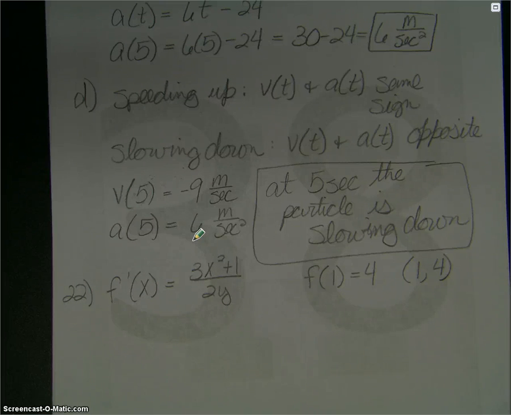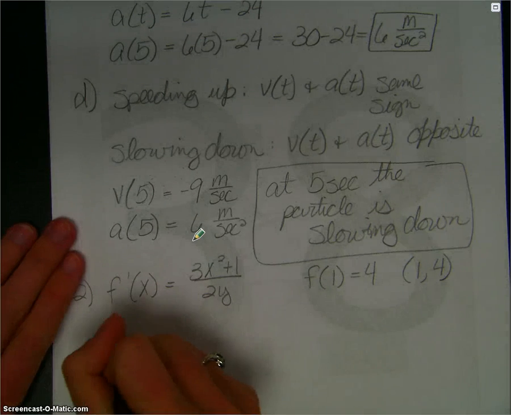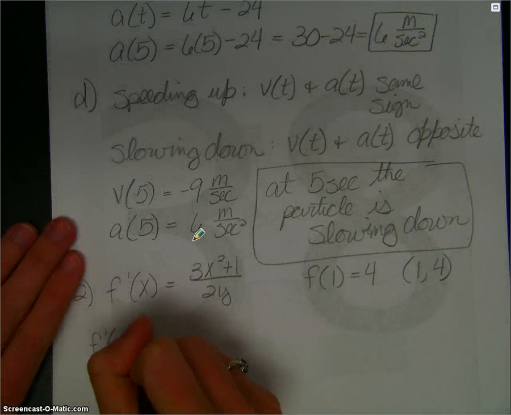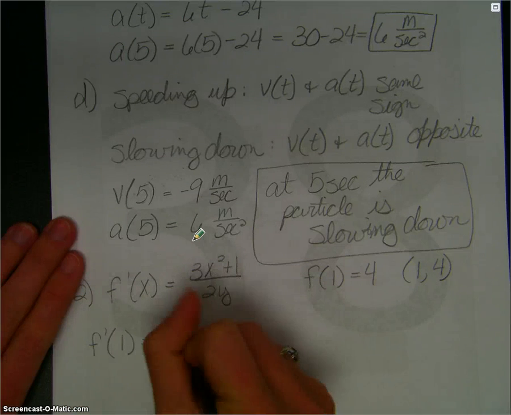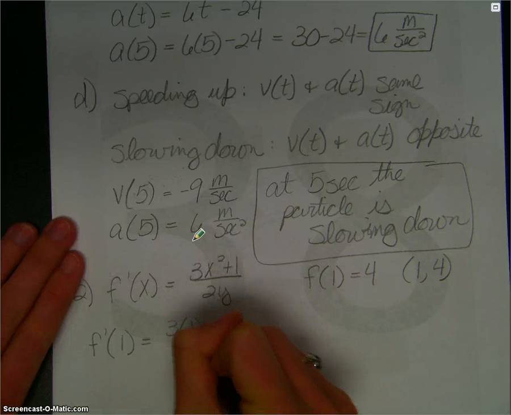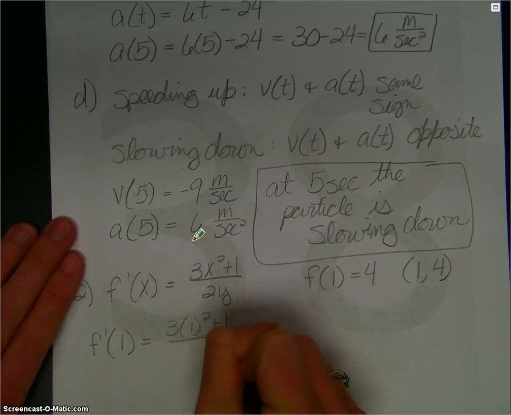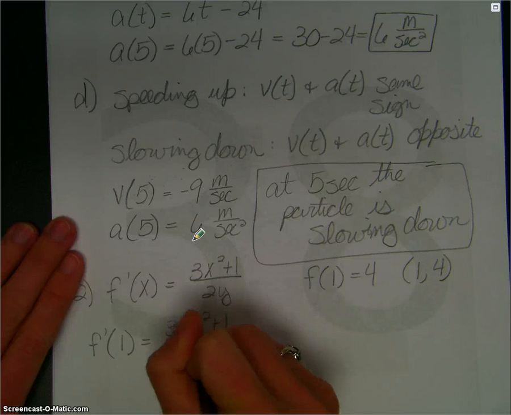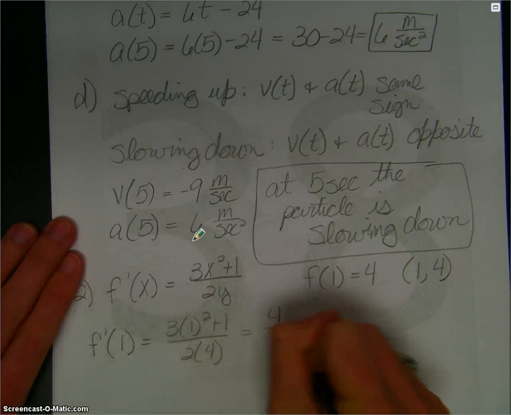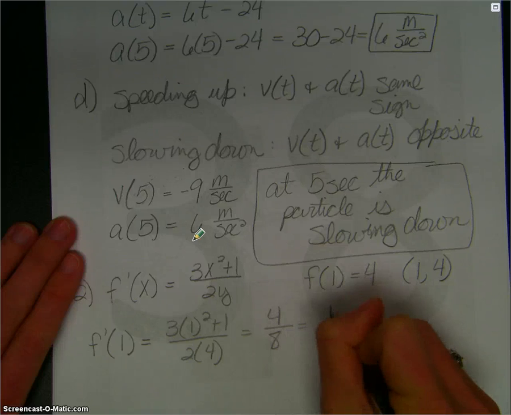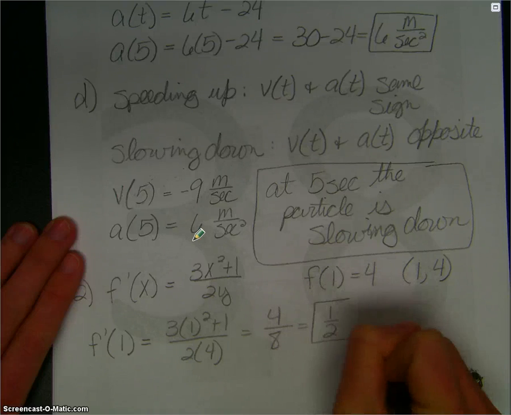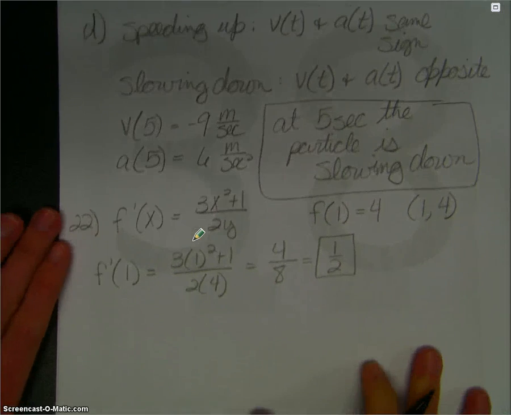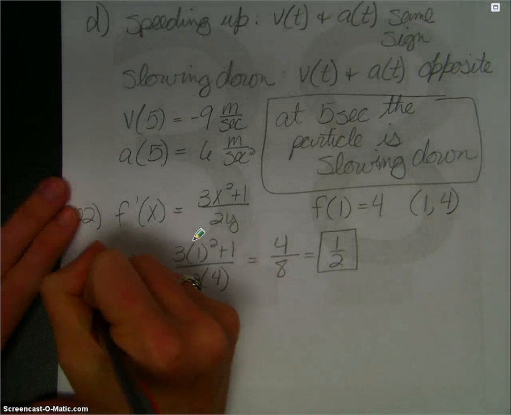Okay, and in part A, they want me to find the slope of the graph where we have x equal to 1. All right, so I want to find the derivative or the slope at 1. So I'm going to plug in 1 for x, and I'm going to plug in 4 for y, since they told me that that's what y is equal to. So 1 squared gives me 1 times 3 plus 1 gives me 4 over 8, which gives me 1/2. So we have a slope of 1/2. Okay, that was part A.